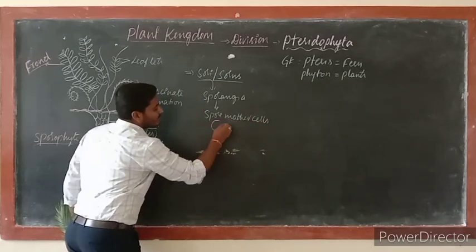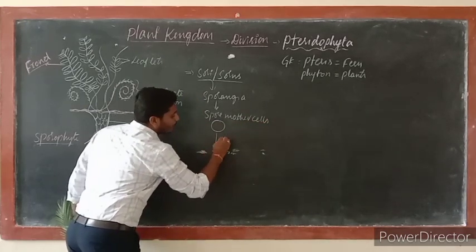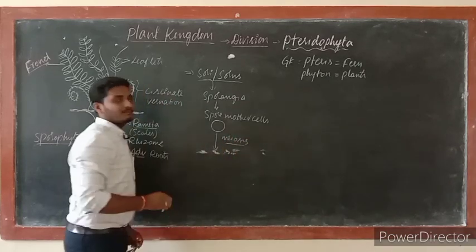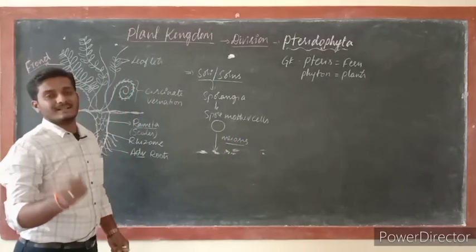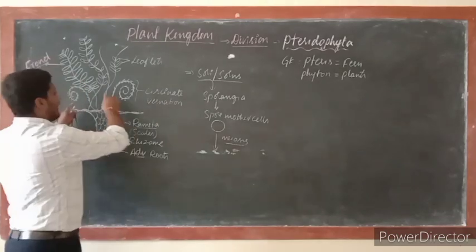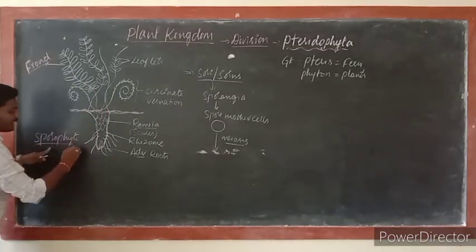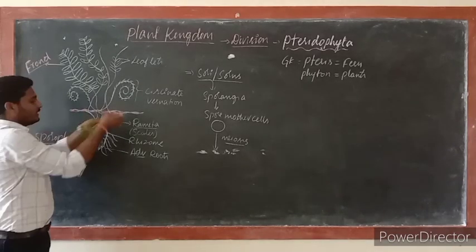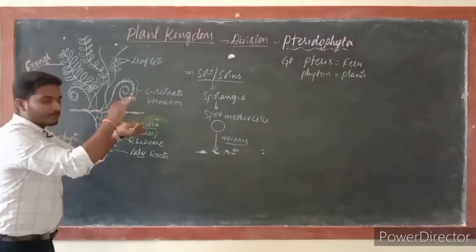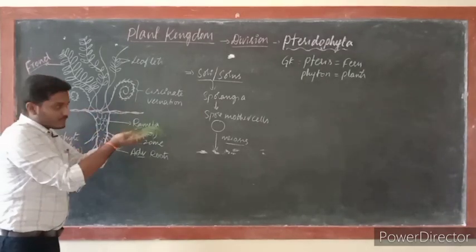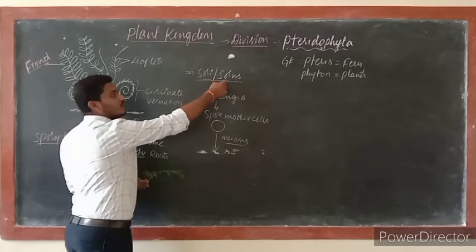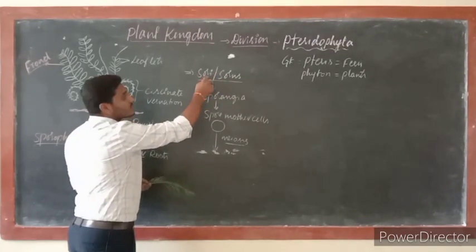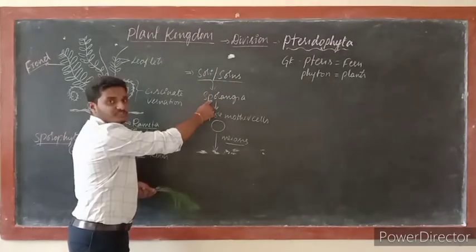These spore mother cells undergo meiosis. Meiosis is called reductional division. See, the plant body is called the sporophyte, which is diploid. And the plant body, towards the ventral surface, produces sori or sorus. And these sori have sporangia.